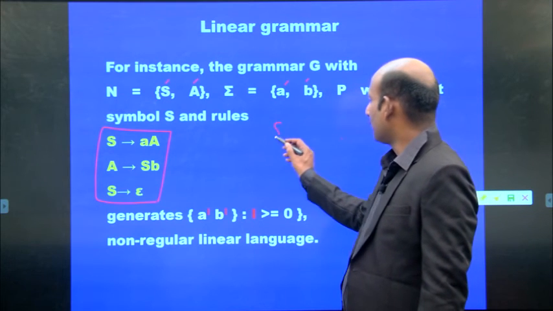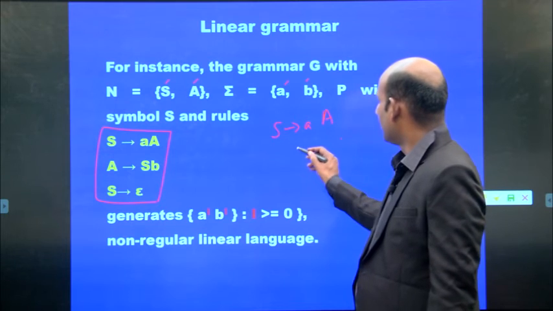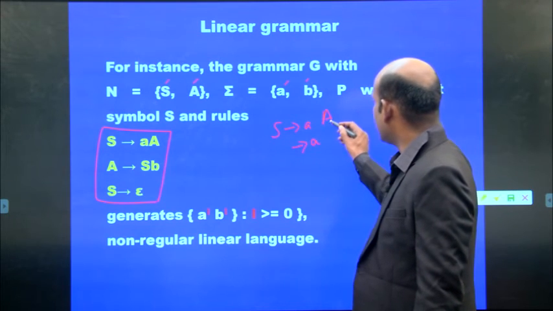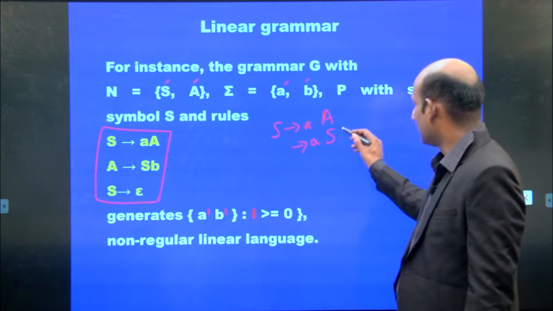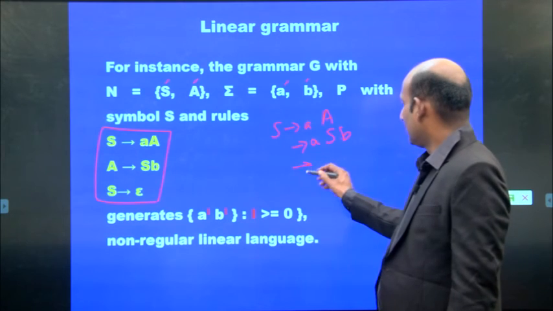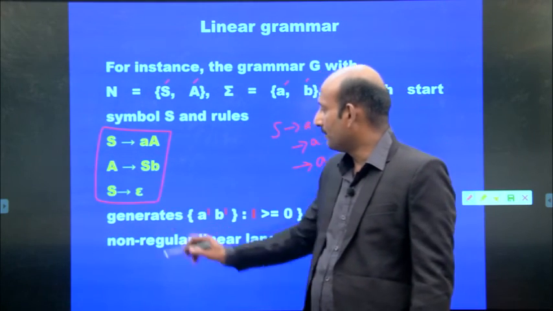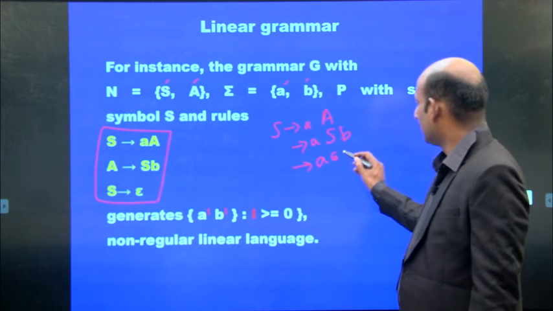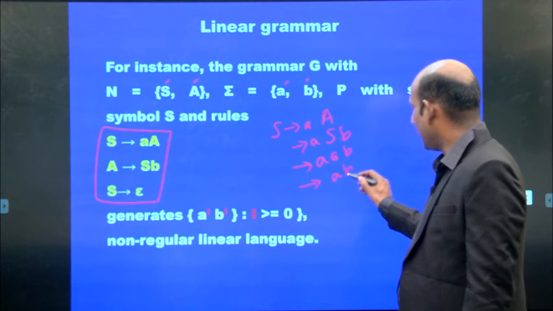So, we can apply S tends to small a, capital A. Then small a, instead of capital A, we can replace it with S b, right? Then for capital S, I may replace it with epsilon. So, what string is generated? ab.